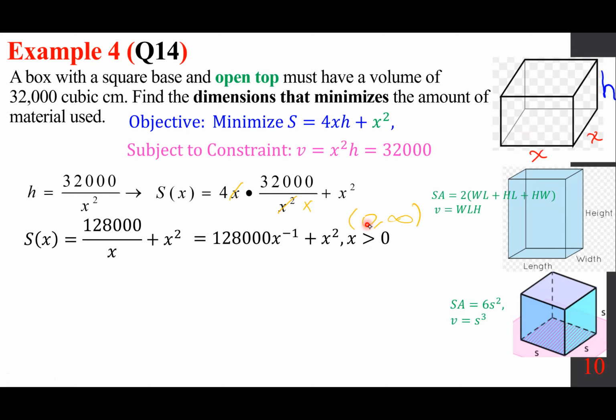So far, we've done algebra, geometry, you name it, and now we're going to get to calculus by taking the derivative S prime of X. And the reason we went this route for the sake of differentiation, 128,000 times -1 makes it -128,000 X to the power of -2 plus 2X.